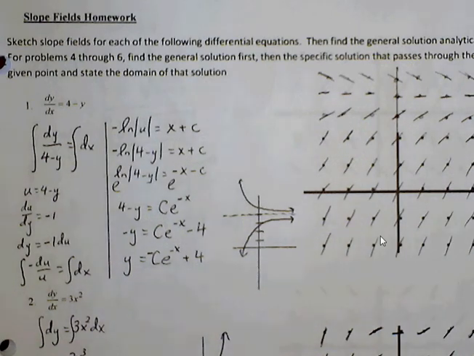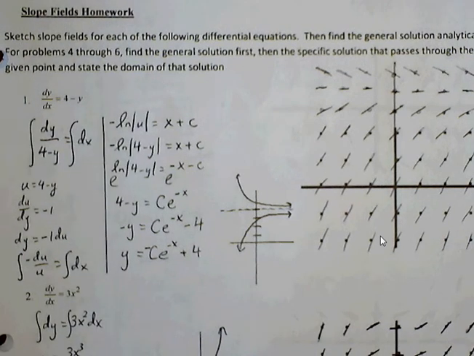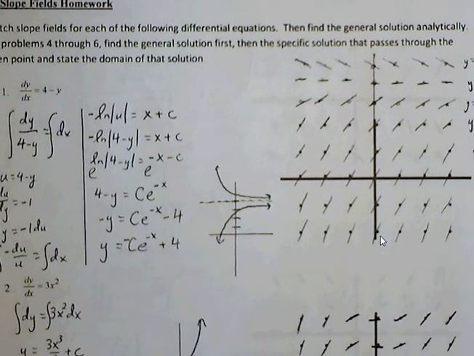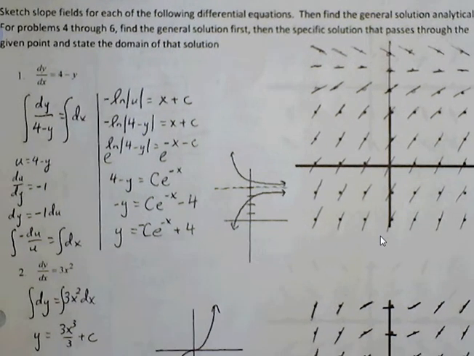All right, this is the handout for the slope fields homework. So let's read the direction here. It says sketch the slope field for each of the following differential equations, then find the general solution analytically. And for problems 4 through 6, find the general solution first, then the specific solution that passes through the given point, and state the domain for that solution. So we're just focusing on 1 through 3 in this video.